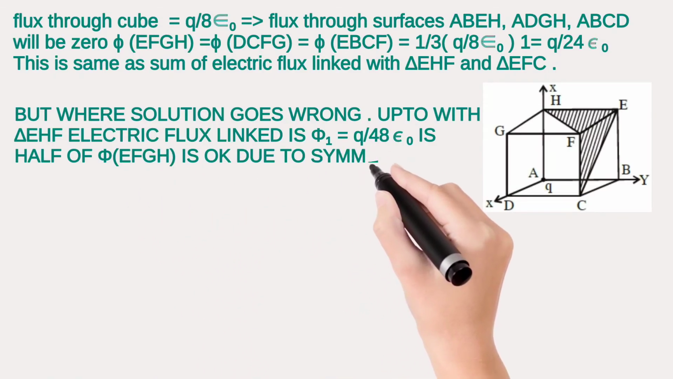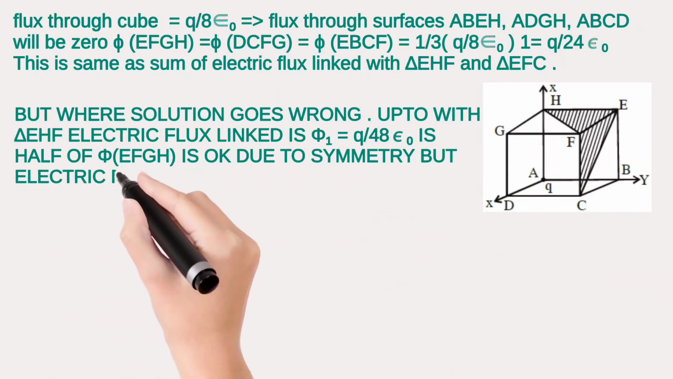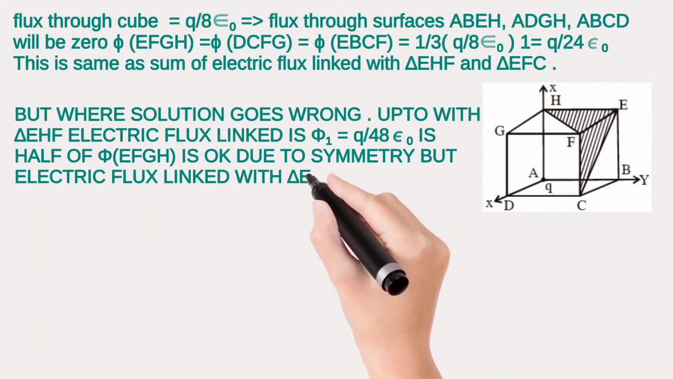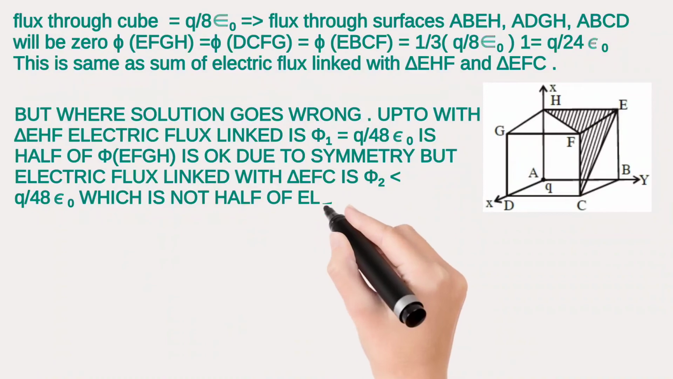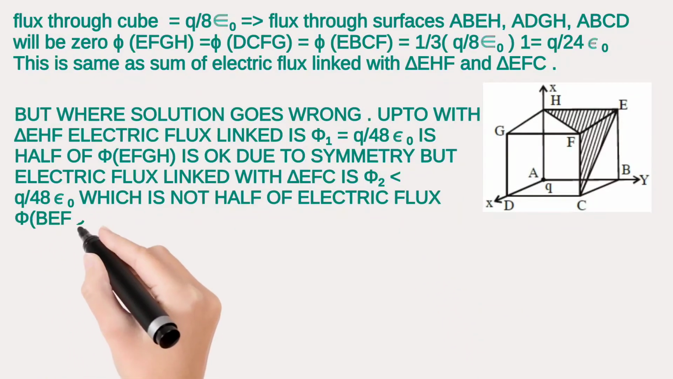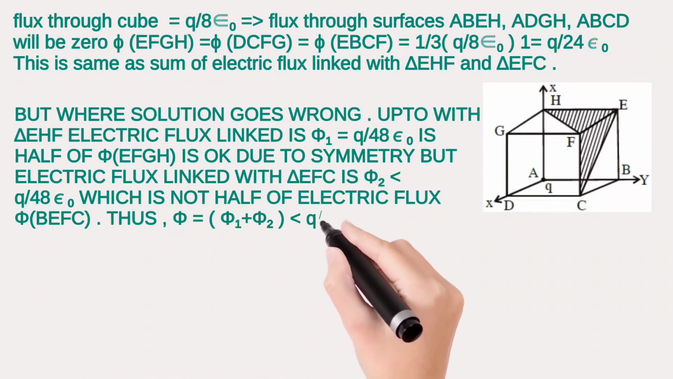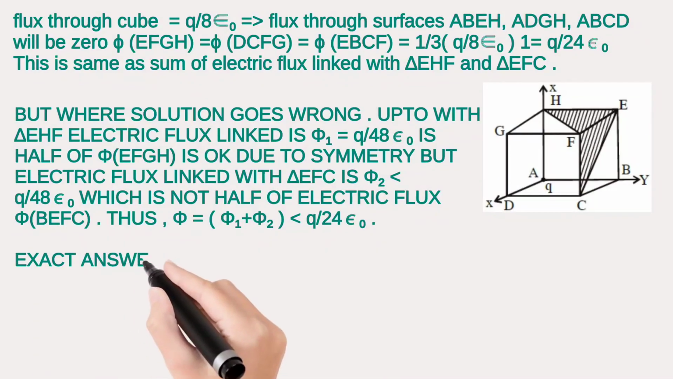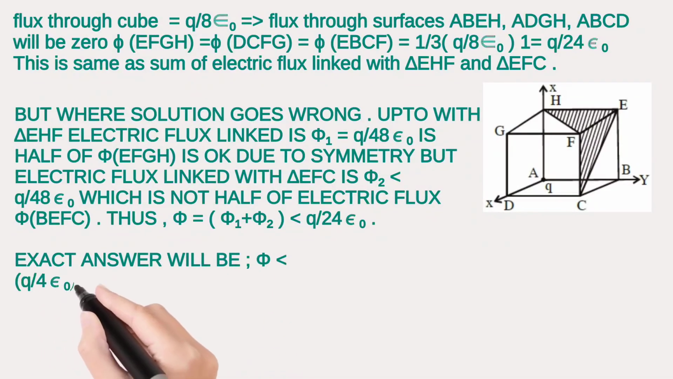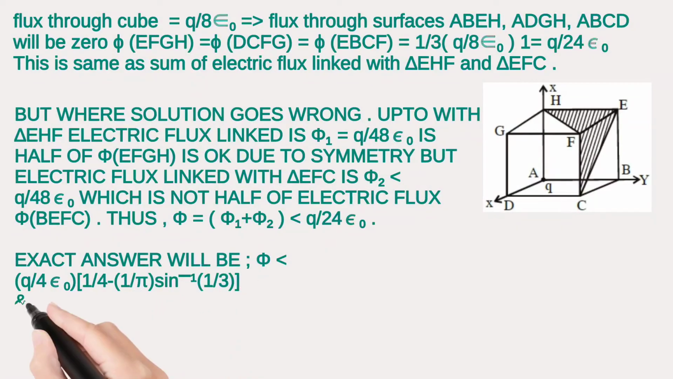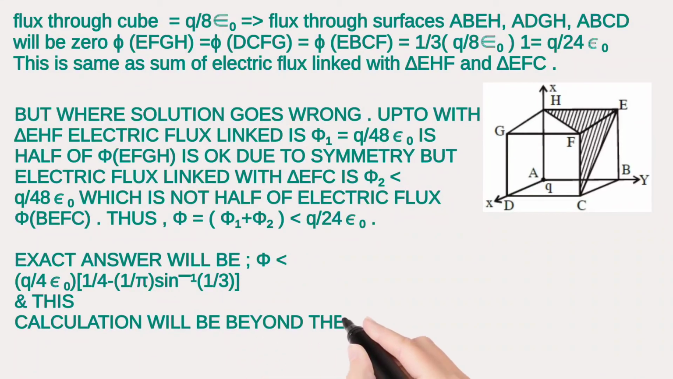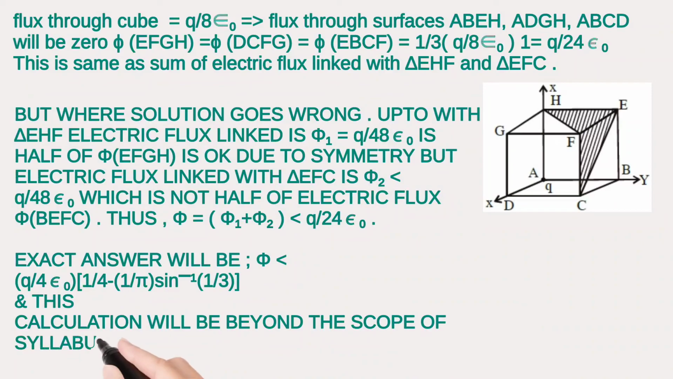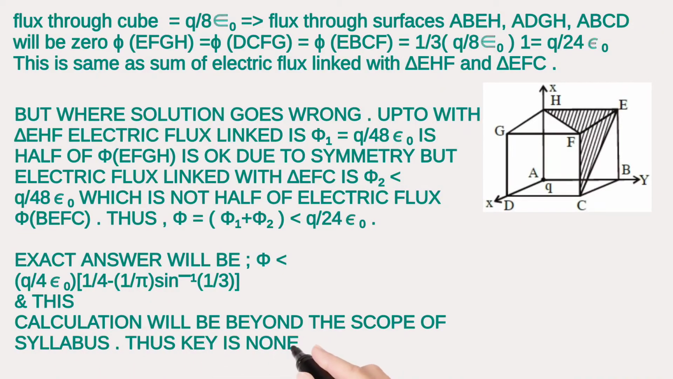This is the solution given, but where is the solution wrong? Up to here, for triangle EHF, the electric flux linked is phi 1, Q by 48 epsilon naught, which is okay, as it is half of the flux linked with EFGH. But due to symmetry, the electric flux linked with triangle EFC is less than Q by 48 epsilon naught. Here is where they are totally wrong, where they have considered it as half, Q by 48 epsilon naught, in various coaching center solutions. This is the wrong way to deal with it.